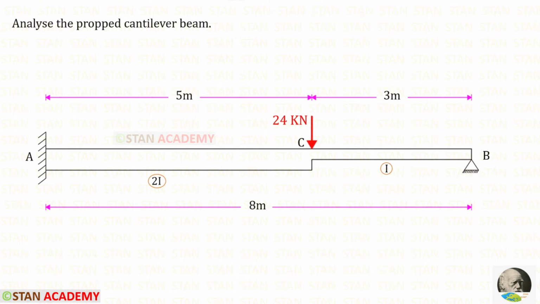In this beam we have different moment of inertias. For AC the moment of inertia is 2I and for CB it is I.